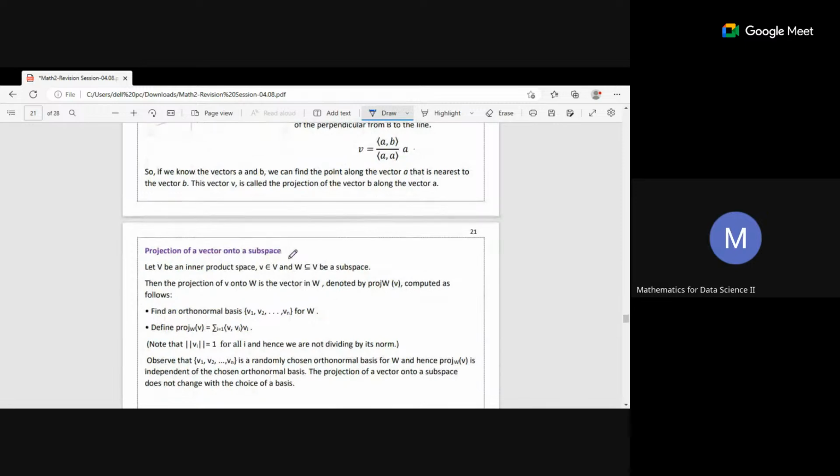And the general formula for projection of a vector onto a subspace is: projection of V onto W is sigma i equal to 1 to n inner product V comma Vi into Vi. So this is the projection formula given you are having an orthonormal basis V1, V2, ..., Vn. Note that it is an orthonormal basis, so you have norm Vi is equal to 1 for all i.